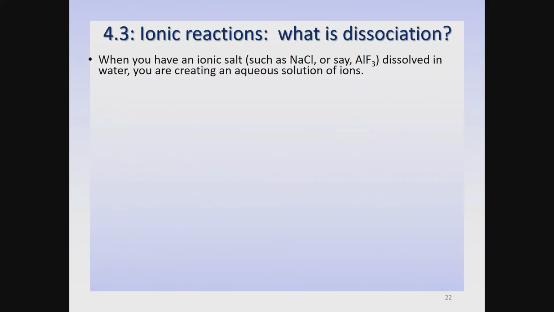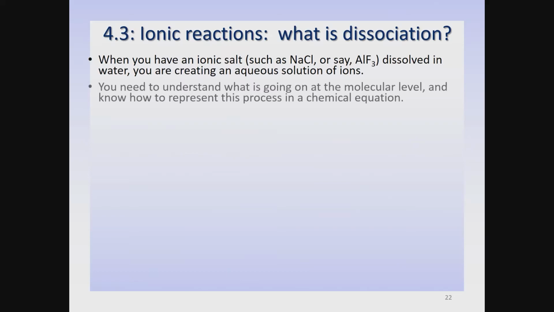So what I want to talk about now is a little bit in more detail what dissociation is. Let's say you have an ionic salt, and it could be, as an example, sodium chloride. That is an ionic salt, or any other kind of ionic salt, like aluminum fluoride. When you dissolve these salts in water, what is going on is that you are creating solutions of ions. And so this process of taking these ionic compounds and creating solutions of ions is called dissociation.